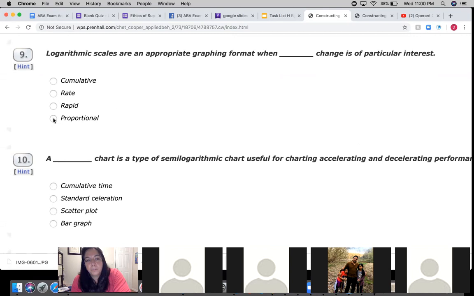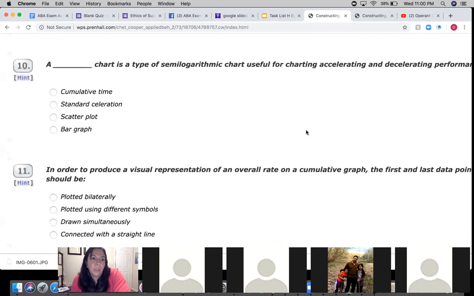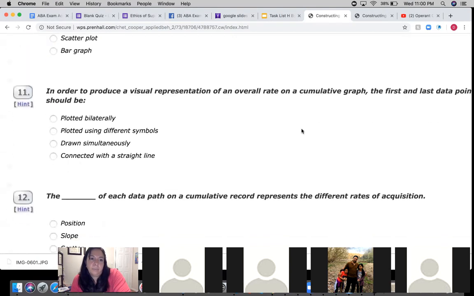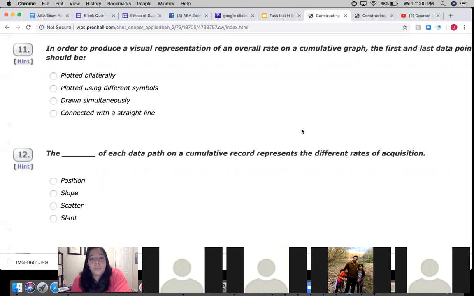Proportional? Yes. Awesome. A blank chart is a type of semi-logarithmic chart useful for charting accelerating and decelerating performance. Cumulative time, standard acceleration, scatter plot, bar graph. Standard acceleration. In order to produce a visual representation of an overall rate on a cumulative graph, the first and last data point should be plotted bilaterally, plotted using different symbols, drawn simultaneously, connected with a straight line.